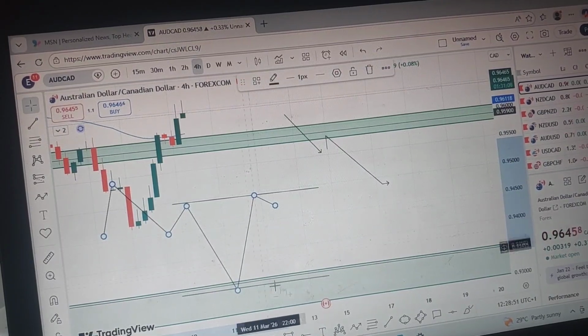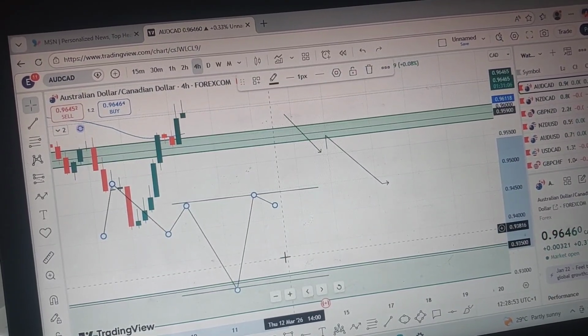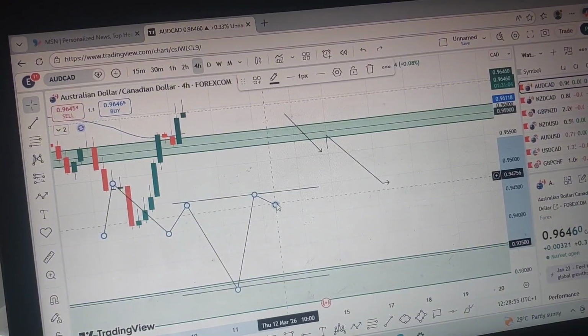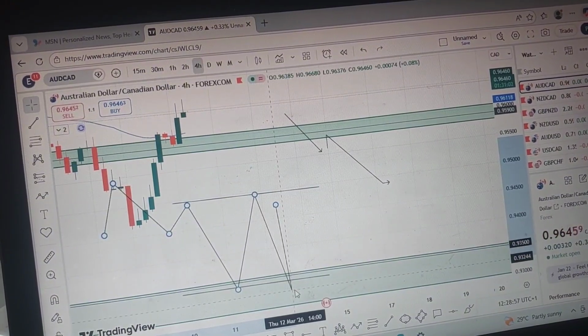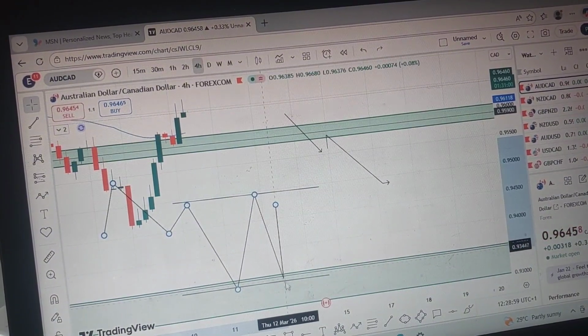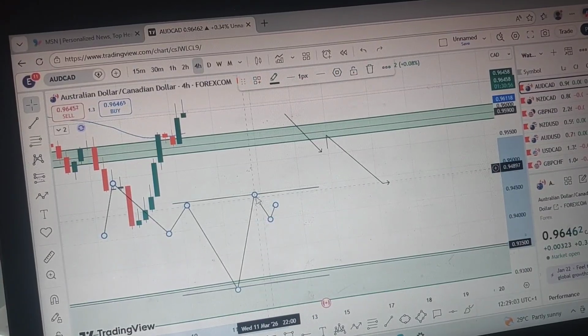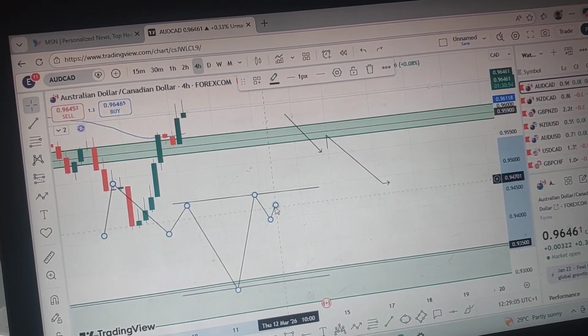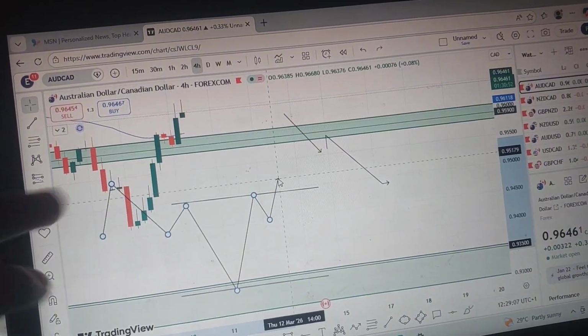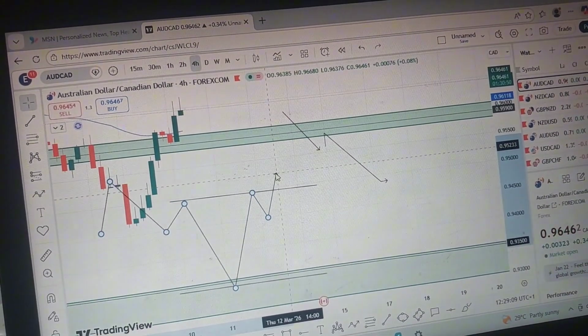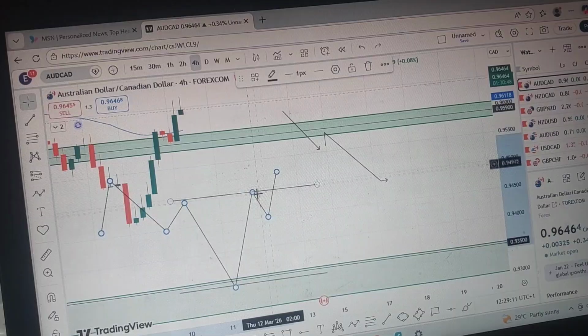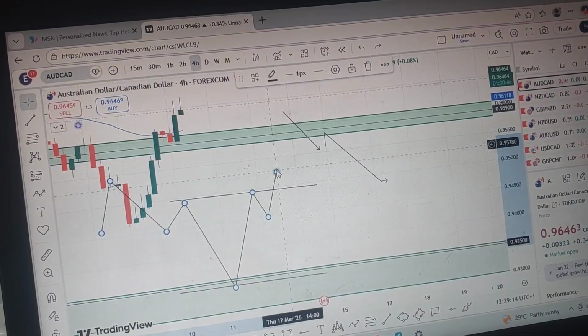Whatever the market does in between this split is market structure, because the market from here can do something like this. Are you getting me? Can do something like this. But this is not a higher low until it creates a leg taking out this previous higher high. So this was what the market did. Take out this higher high, creating a new higher high.